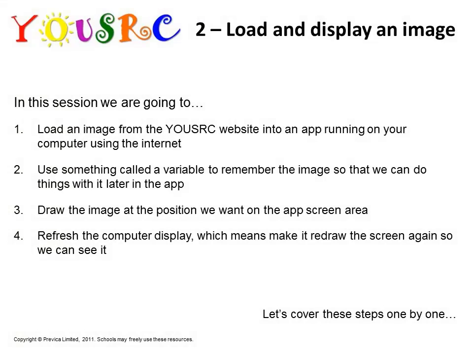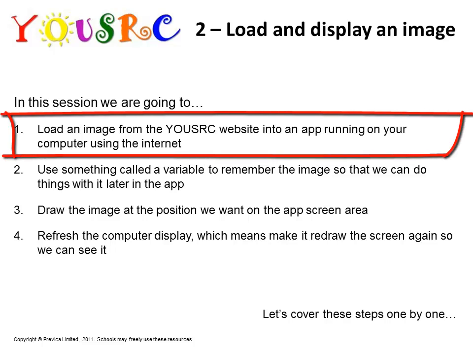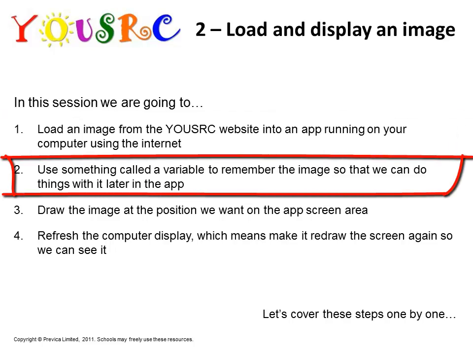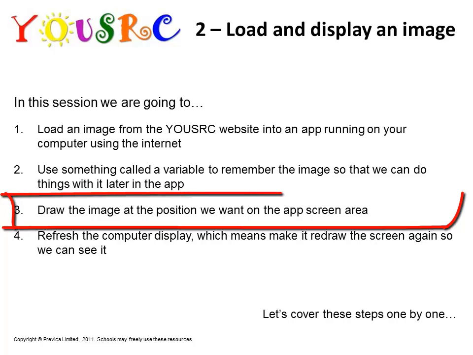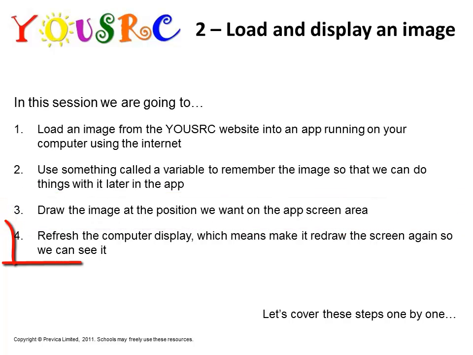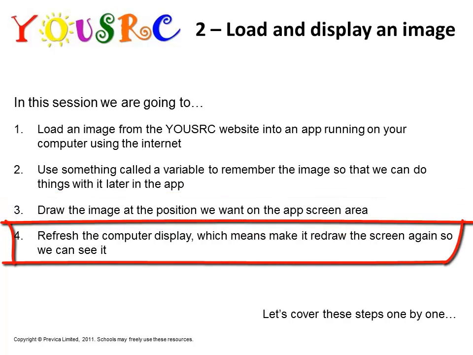In this lesson, we are going to write an app that can load and display an image on the screen. To do this, we will get the app to load the image, remember the image we have loaded using something called a variable, draw the image in the position we want it, and refresh the display to see it on the screen.